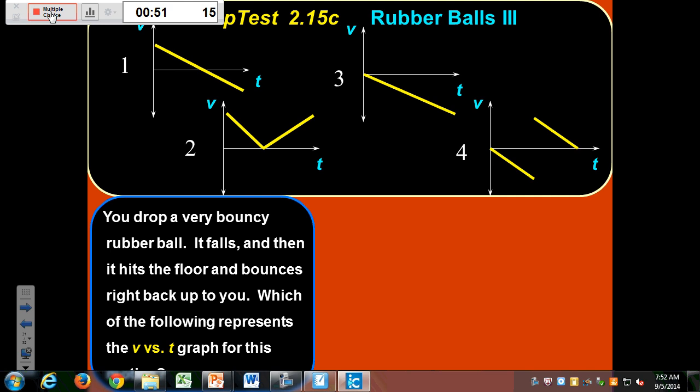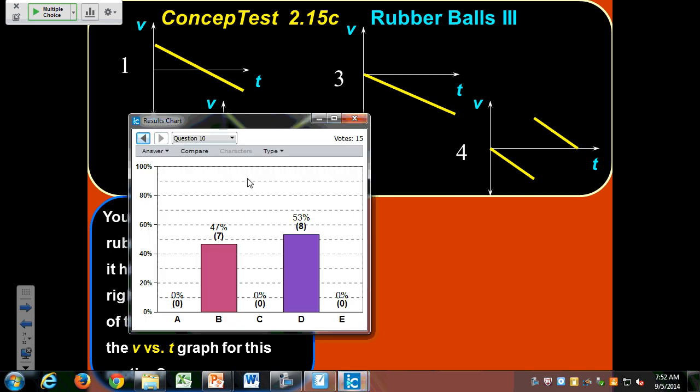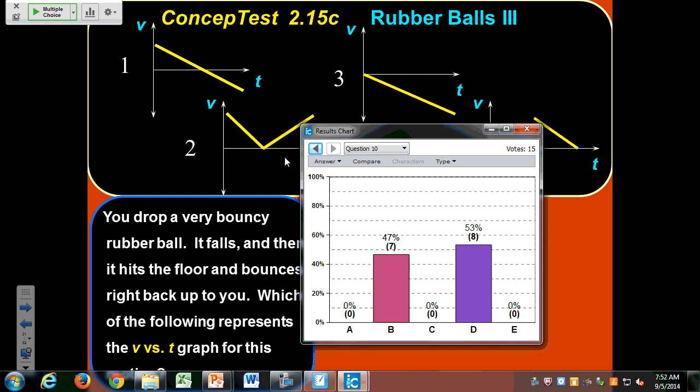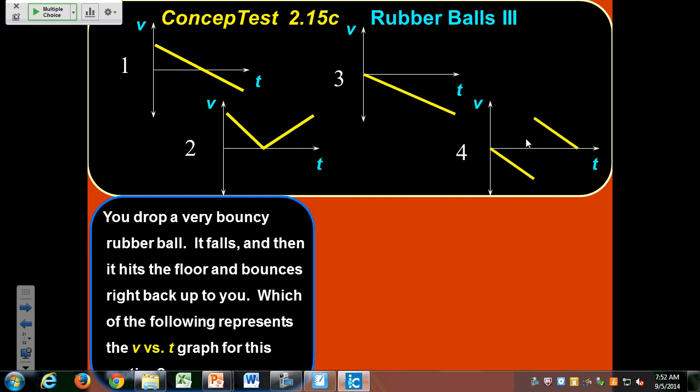I'll stop at 55. Okay, looks like we're pretty evenly split. Y'all put B because that sort of looks like a bounce pass, doesn't it? Does it look like a bounce pass? But B is not the right answer. D is the right answer.